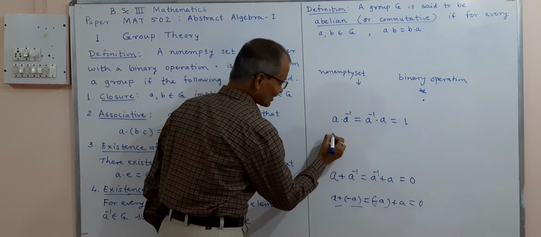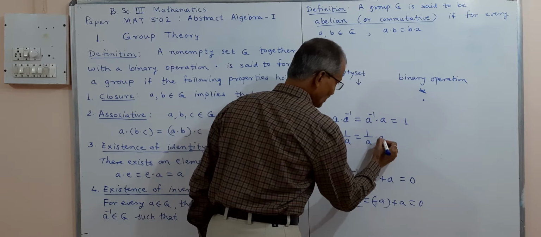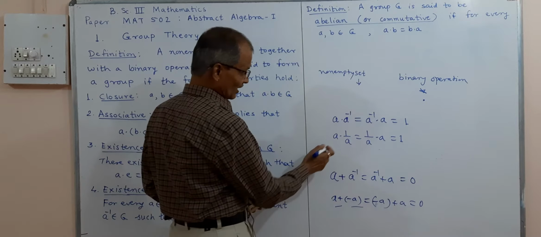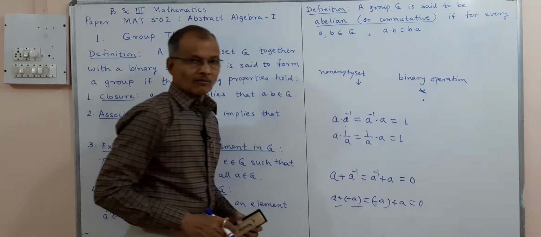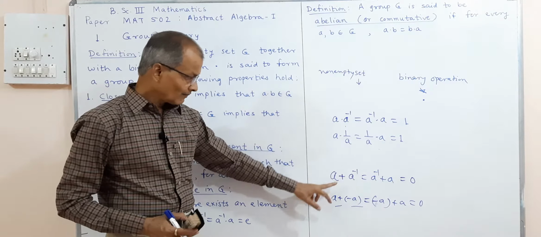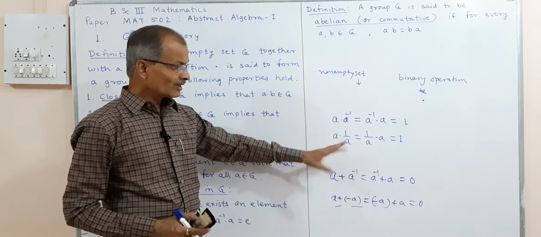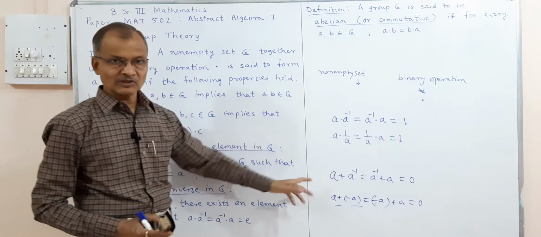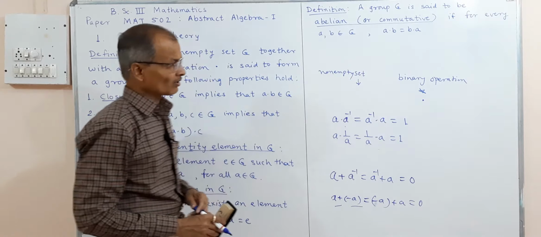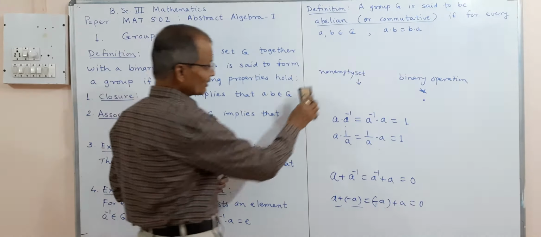And we know that A into 1 by A is equal to 1 by A into A is equal to 1. And therefore, A inverse here is 1 by A. For multiplication, the inverse is the reciprocal, and for addition, the inverse is the negative of that. So the inverse and identity change with respect to the binary operation, and therefore the binary operation is important while defining the set, defining the group.